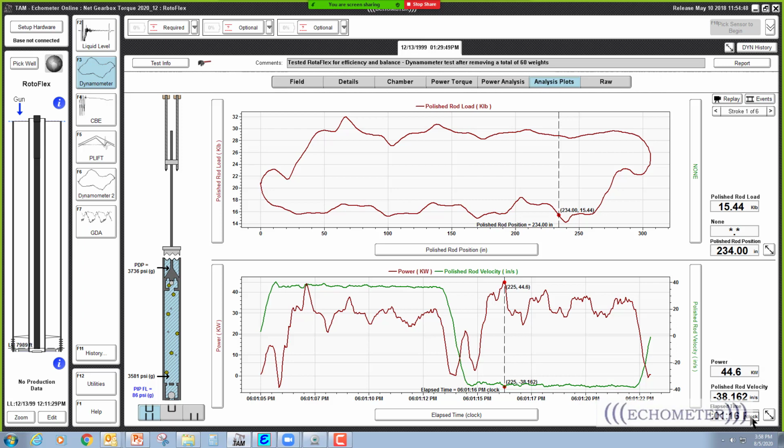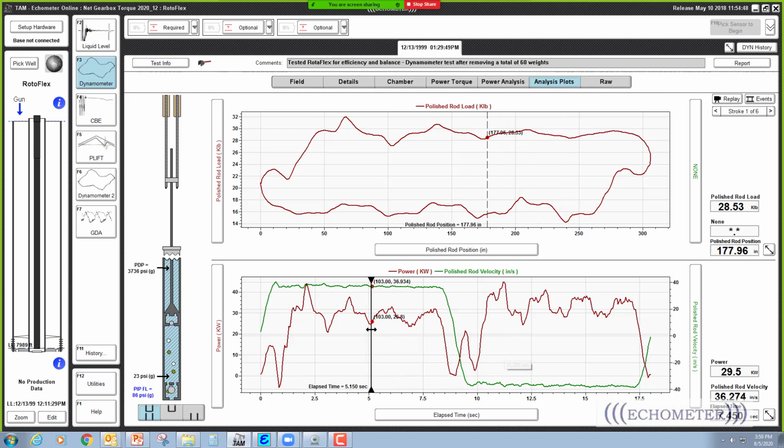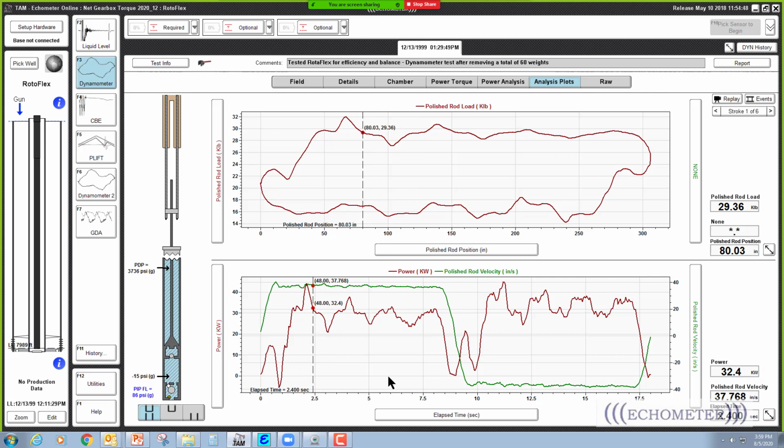So if you look right here, let me change this to seconds. The polished rod velocity is going down 38.1 inches per second on the downstroke, and it's coming up at about 37, 38, depending on where you stop, on the upstroke. And so this is an example where the power data currently can't be used in TAM to balance it, but it can be used in TWM. So if you have your Rotoflex pump units in your wired system, you can use the TWM software to calculate how many pounds of weights to remove. That's a feature that we plan to add.